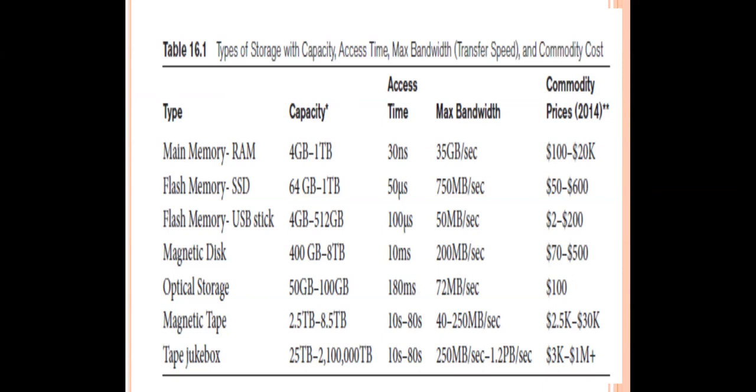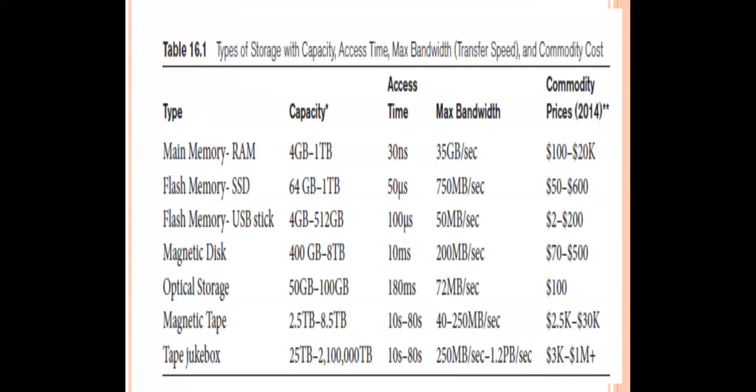The magnetic disk processing speed is in microseconds. My magnetic disk can store a large amount of data. So the storage starts from 400 GB to 8 terabytes, and the cost is $70 to $500. The same way, we have optical storage like CDs and magnetic tapes and other kinds of memory storage.